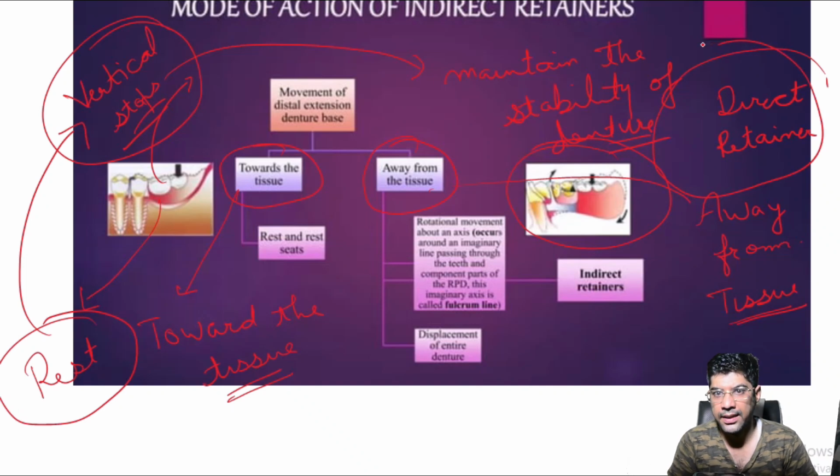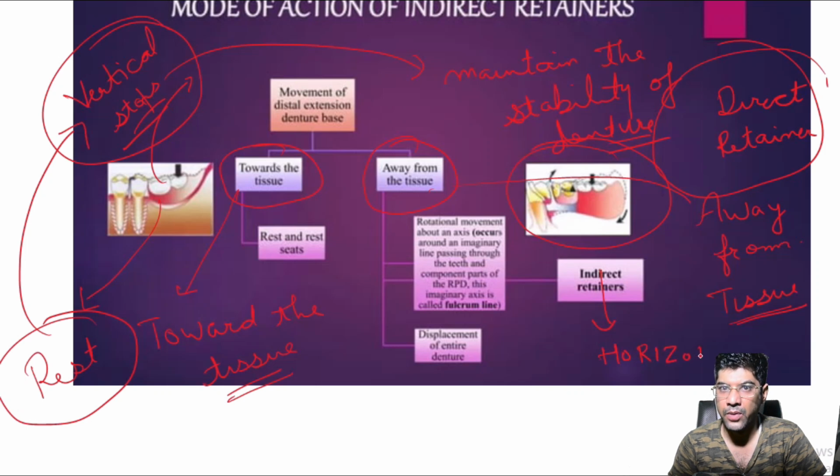Now, how does the direct retainer contribute to the retention of the denture? Let us discuss that. The direct retainer holds the denture in place by engaging with the teeth, ensuring the denture remains securely positioned and preventing it from moving away from the tissue.